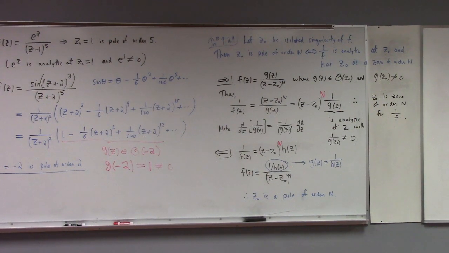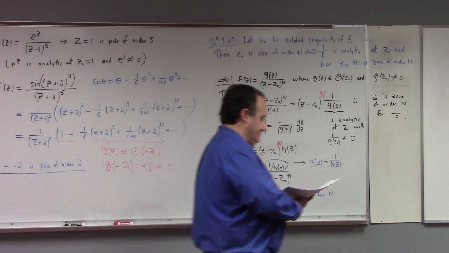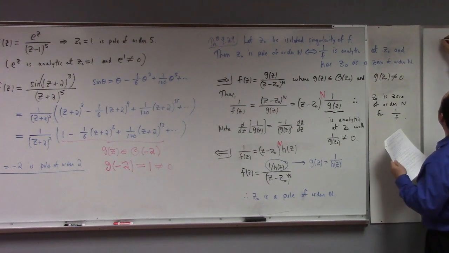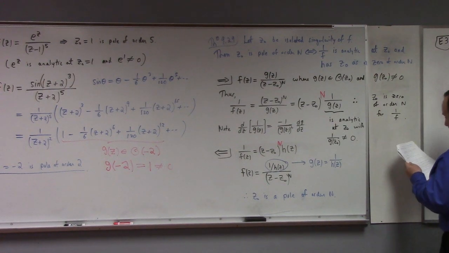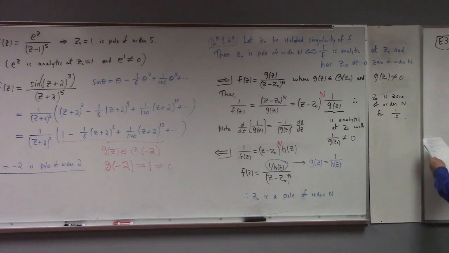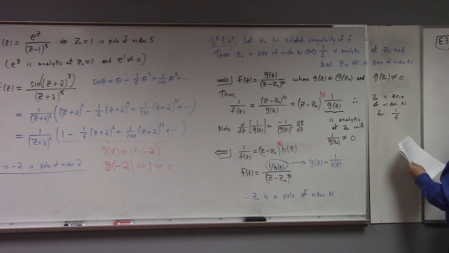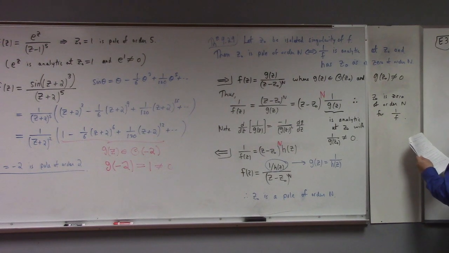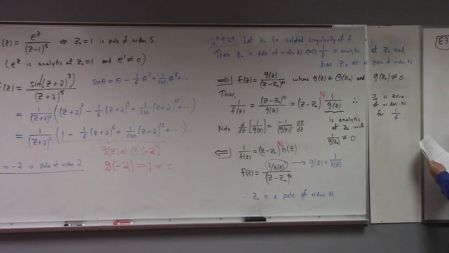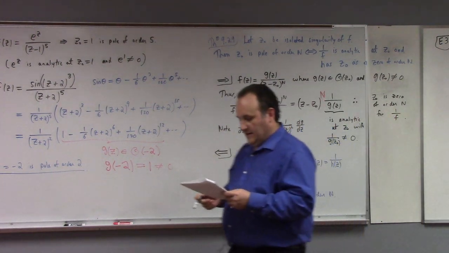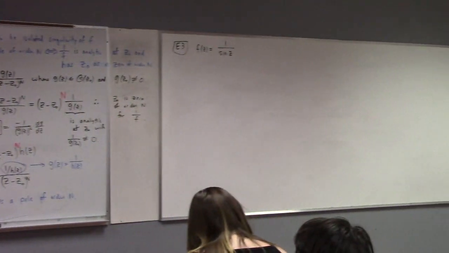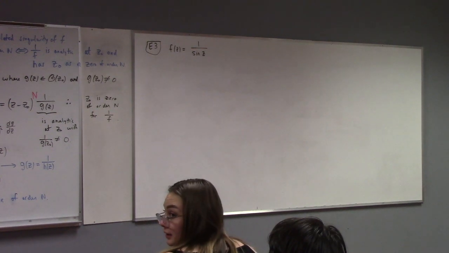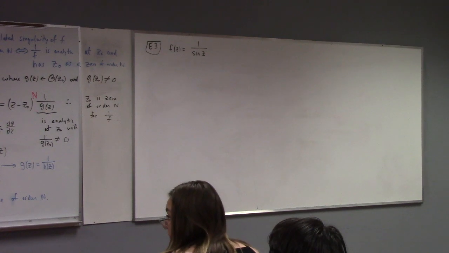Well then, if that's the case, let us look at an example. Let's see here. Example number 3. F of z is 1 over, let's say, sine of z. Where does that have a pole? Where is that singular, guys? 0? That's a start. Pi? 2 pi? Plus or minus.